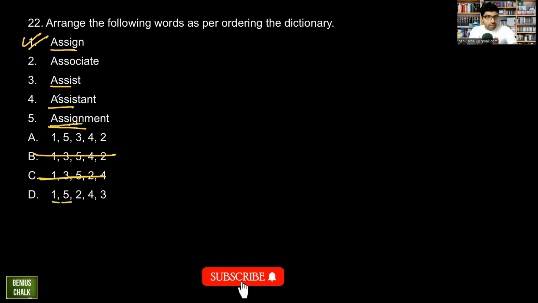Afterwards, just check. Then after that, assist should be there. Then A should be there. So it should be 3. So this is not my answer. Only option available is 3. So assist, then assistant, and then associate, because it's SO, so we'll take it in the last. So option A has to be my right answer.